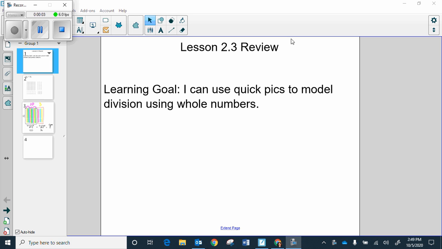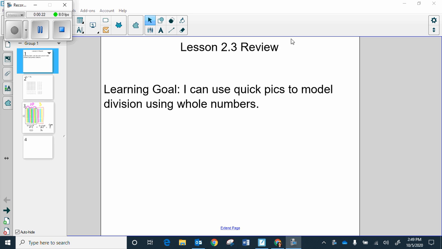Good morning, scholars. We are going to be taking a look at lesson 2.3 again today. A lot of you were absent last week or found this lesson to be really challenging, so we'll take a few minutes to go back over it again. Our learning goal for today is: I can use quick picks to model division using whole numbers.